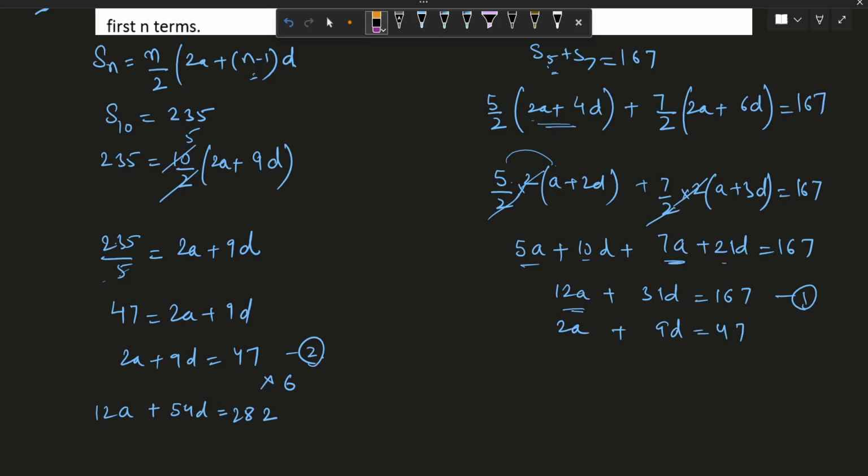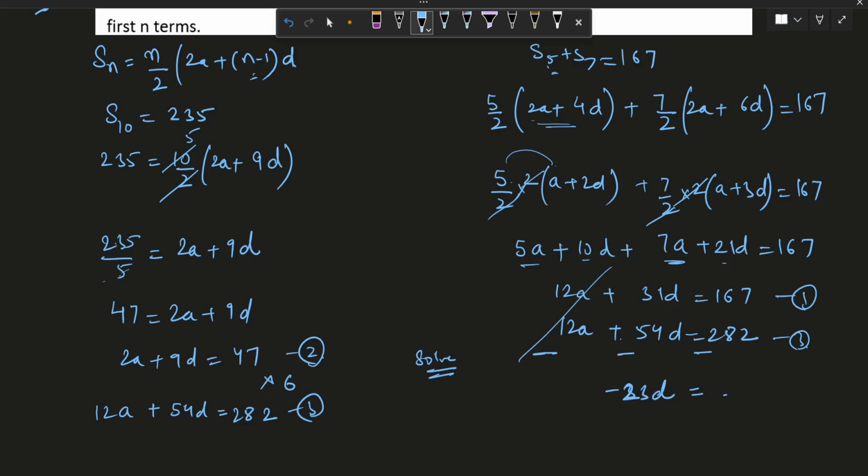So put it over here. Let me just erase these values. Directly I'm solving here. So put it here, 12a plus 54d is 282. That's the third one. Solve them to get the value. So I'll subtract. When you subtract, this goes away. What will you get? You will get minus 23d is equal to minus 115. So d comes out to be 115 by 23. How much is that? 5. You got d as 5.